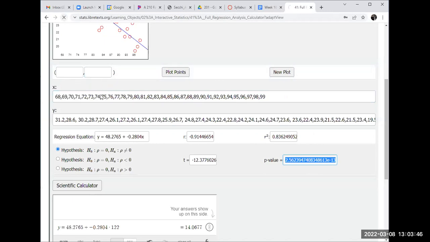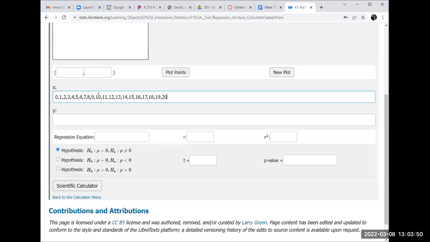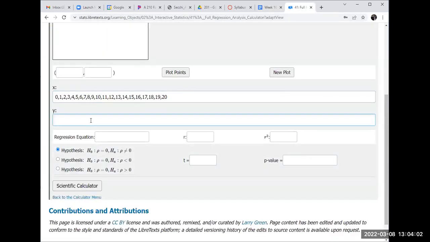Let's refresh this. I'm going to paste. And then this took a long time. I typed in all the numbers. And copy those numbers, separated by commas. I'm going to paste. And then I'm going to plot points.